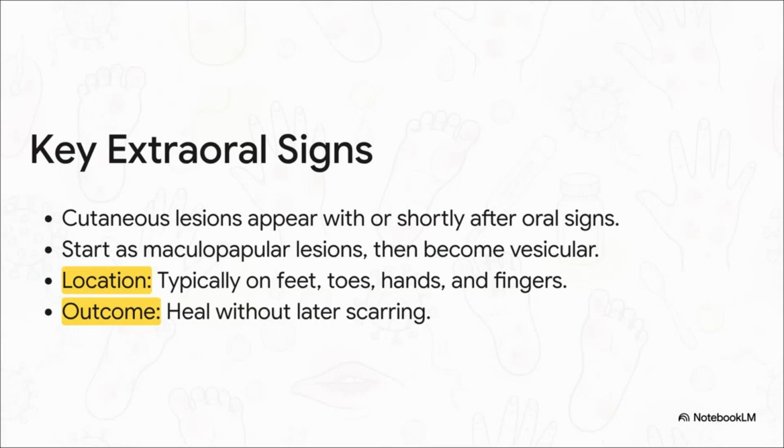Of course, it's not called mouth disease for a reason. You have to check the hands and feet. These skin lesions tend to show up around the same time as the mouth sores. They start as flat or slightly raised red spots, then they turn into vesicles, and then they ulcerate. And as the name suggests, you'll find them on the feet, toes, hands, and fingers. And here is some great news you can give the parents. These lesions heal up completely without leaving any scars.